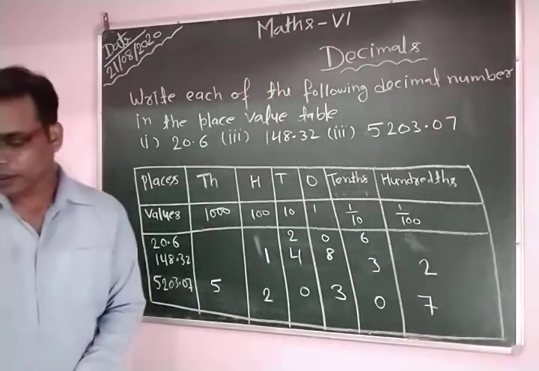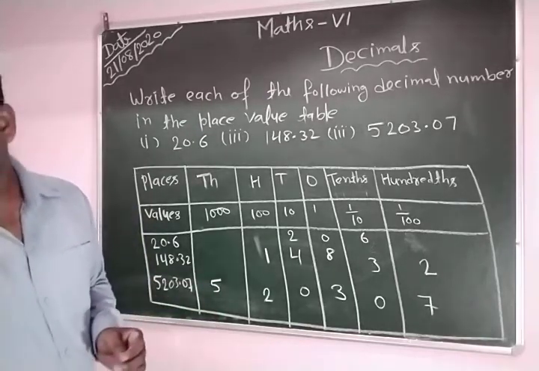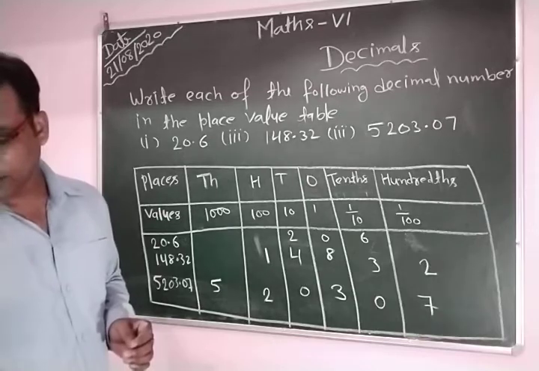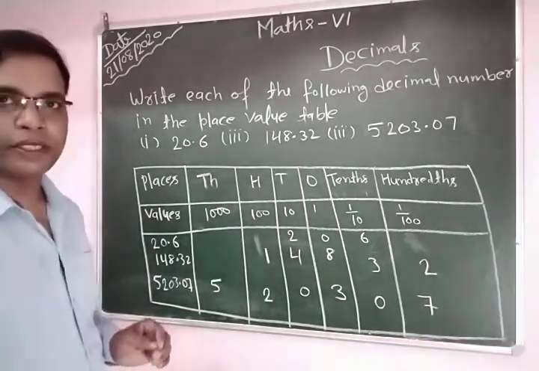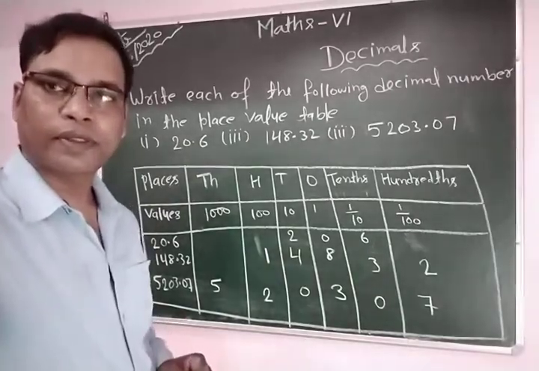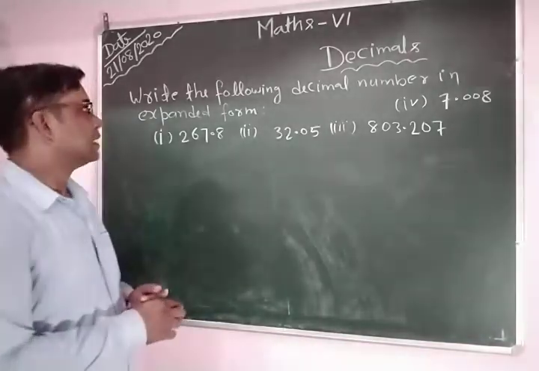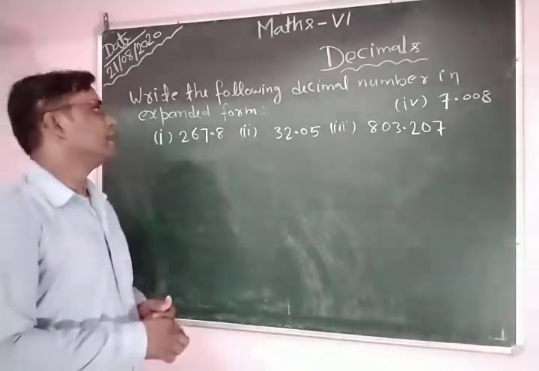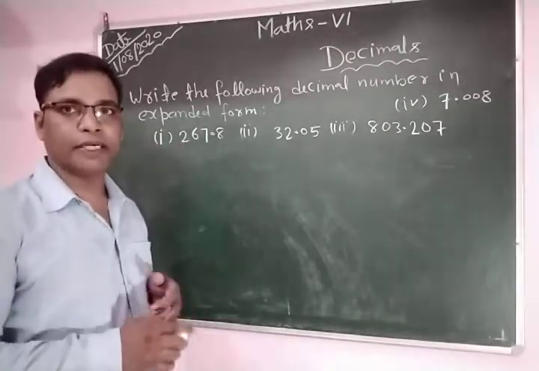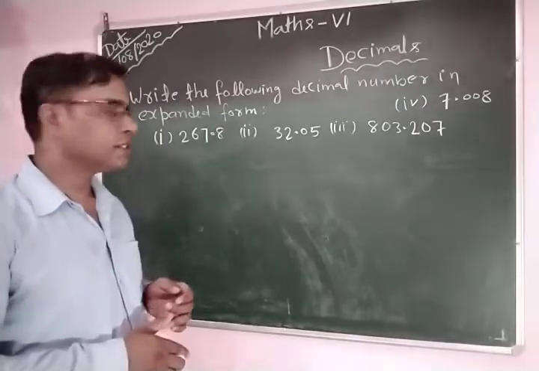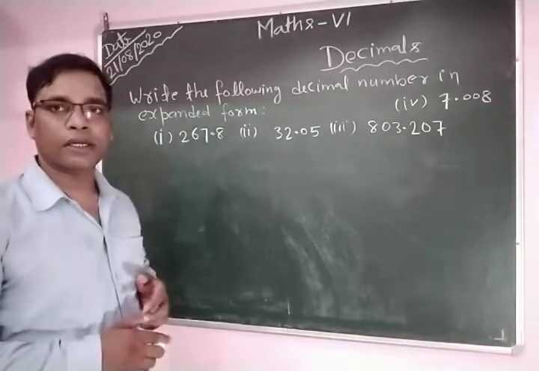Now we are going to discuss the next example, how to expand decimal numbers. Okay, so let's see. The next question is: write the following decimal numbers in expanded form. We need to write these decimal numbers in expanded form. So how do we write these numbers? We expand these numbers according to their place value.